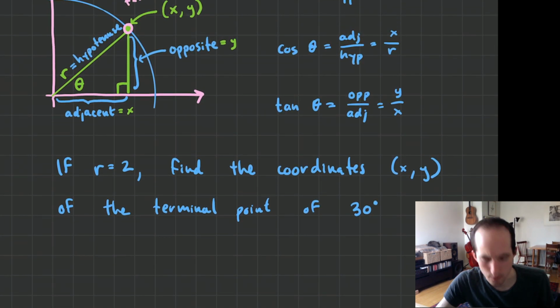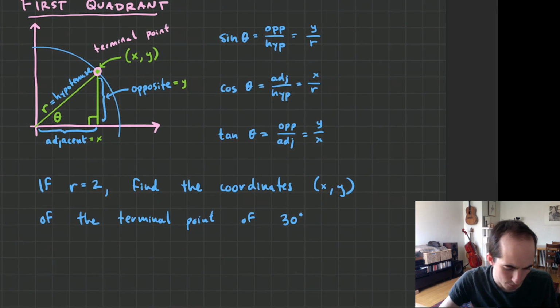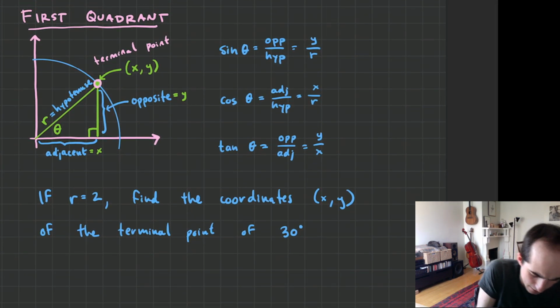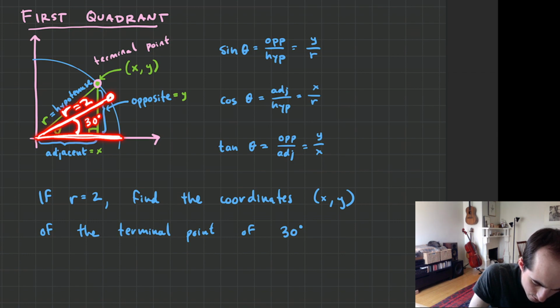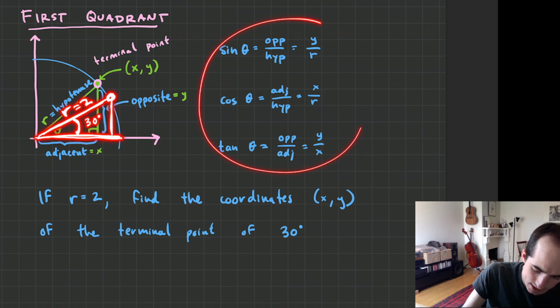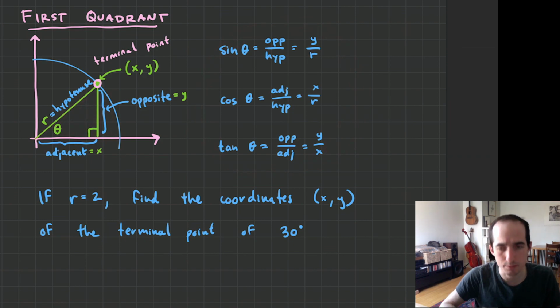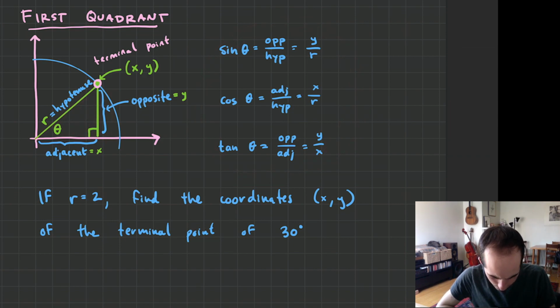Okay? Just to clarify, here's my initial side. My terminal side is going to be right over here. So at 30 degrees, it's going to look something like this. The terminal point is going to be right here, and the radius here is equal to 2. I want to know what my x and y coordinates of this point are. You can use all these equations if you want, or you could just use basic trigonometry. In fact, you technically don't need trigonometry. You could derive this from scratch if you wanted to. But I want you to try that.